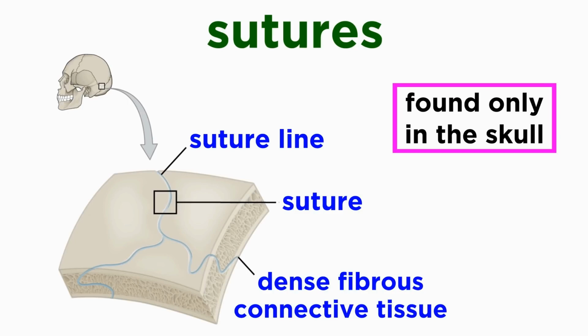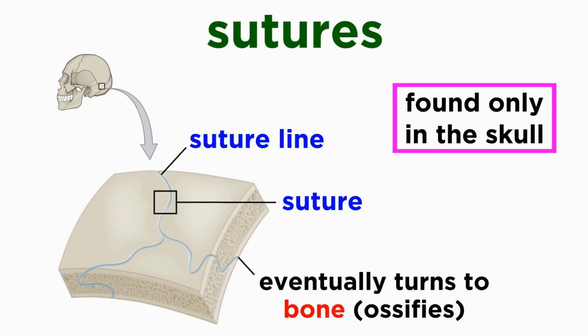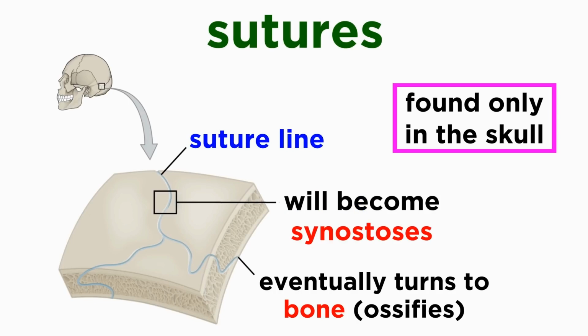We talked about sutures when we looked at the skull, and this is the only place we will find them. They contain many interlocking fibers of connective tissue that are connected to the periosteum of each bone, allowing them to tightly interlock, and this tissue eventually turns into bone, or ossifies, so that by middle age, the skull bones are all fused together, at which point the sutures become synostoses.